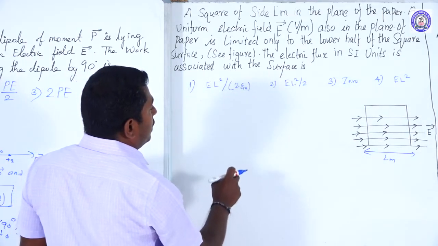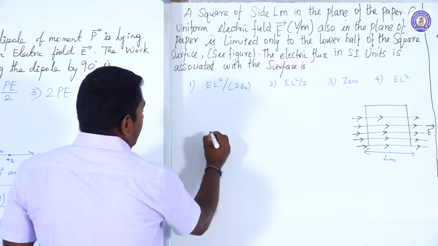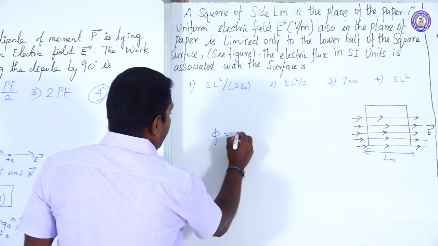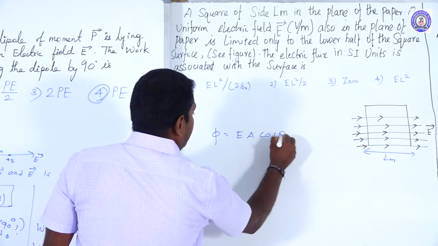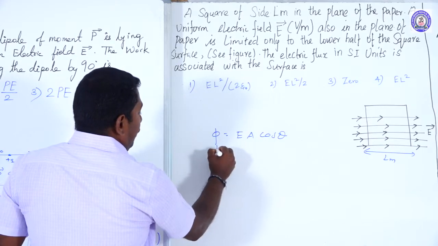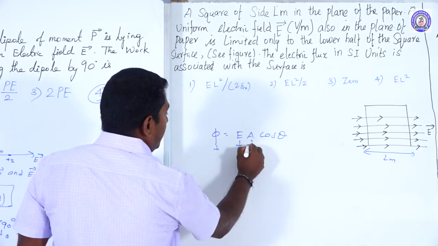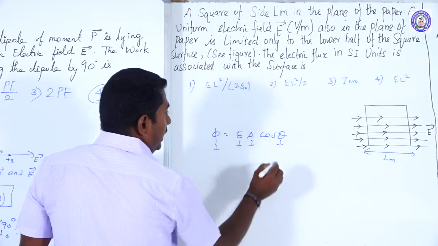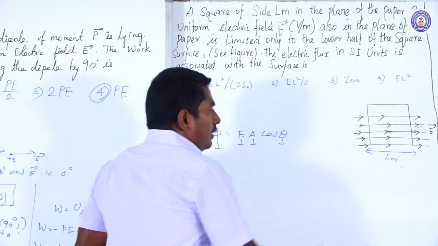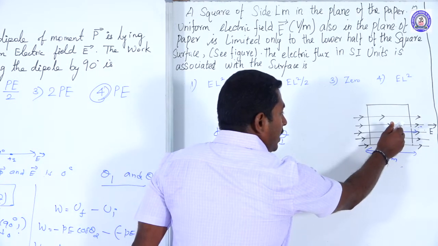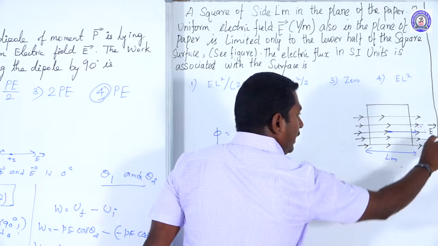Then the electric flux through the square surface. Generally, the electric flux formula is phi equal to E A cos theta. Electric flux through this surface is equal to uniform electric field intensity times surface area. Theta is the angle between the normal to the surface and the direction of electric field. The normal to the square surface acts along this direction and the electric field is directed right.